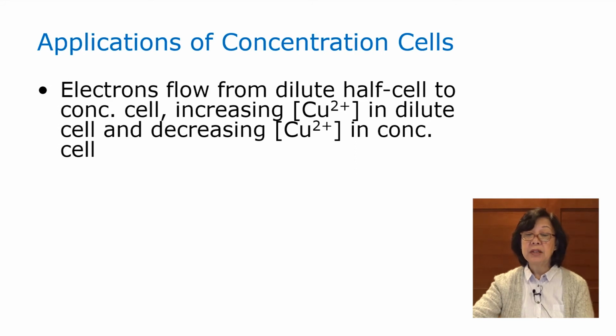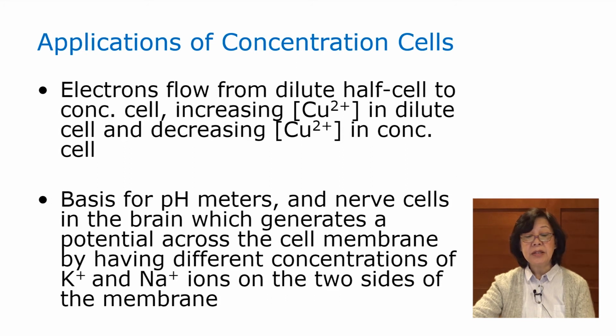How do we apply concentration cells? The electrons flow from the dilute half cell to the concentrated cell, increasing copper 2 plus ion in the dilute cell and decreasing concentration of copper 2 plus ion in the concentrated cell. These are the basis for making pH meters. And the nerve cells in our brain generate a potential across the cell membrane by having different concentrations of potassium and sodium ions on the 2 sides of the membrane.